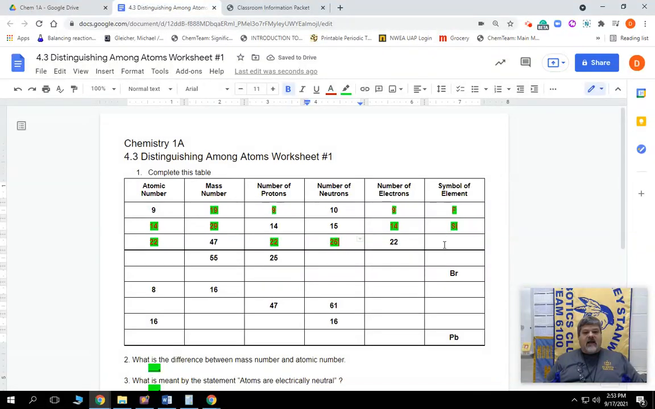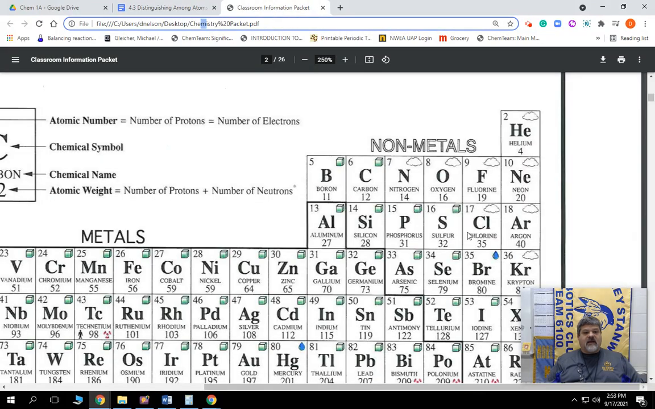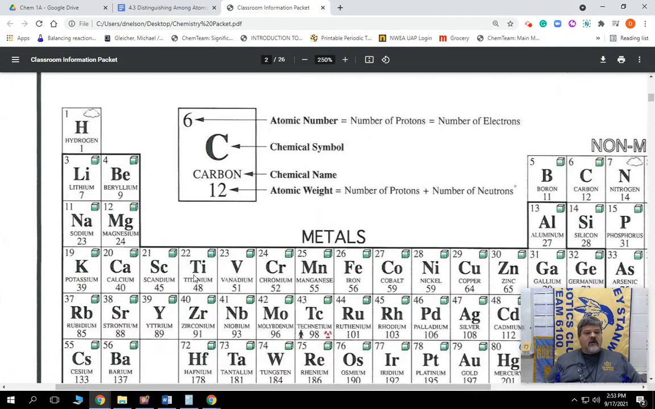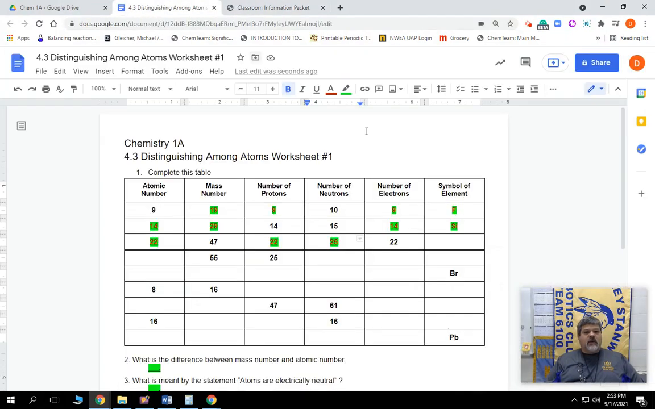Now again, I'm going to look for my answer right here for the symbol. I'm going to go atomic number 22. Go back to my packet, find atomic number 22. Here it is, titanium, or Ti. So we'll go ahead and put that down, and I know that that is titanium, capital T, lowercase i. Okay, let's go on to the next one.